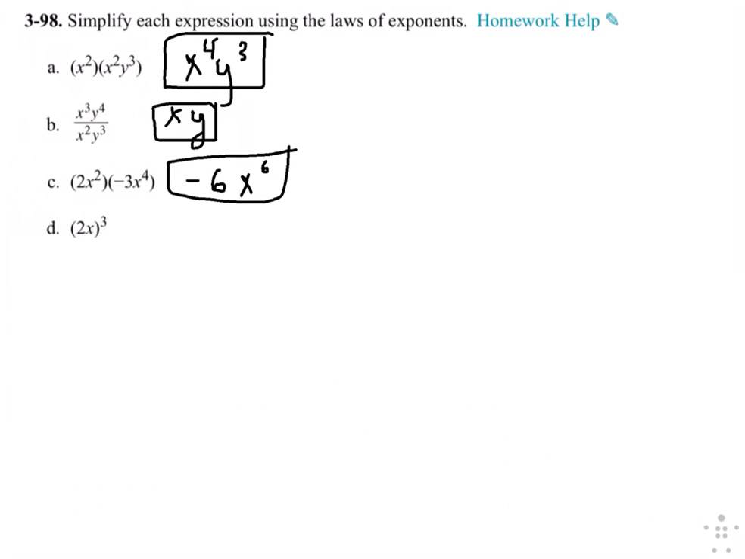And the next one is 2x all raised to the third. So that's 2 to the third, x to the third. But we cannot leave it in exponential form. So 2 to the third is 2, 4, 8, x to the third for D.